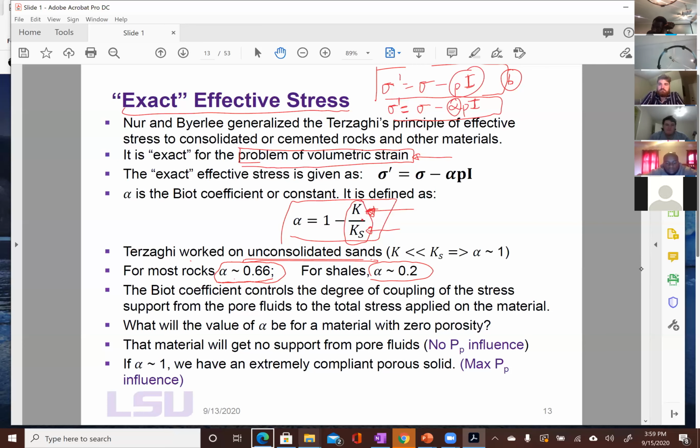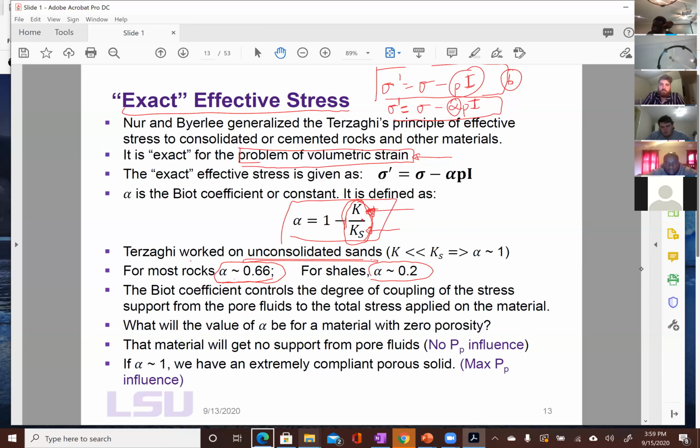If porosity is 0, that means there's no pore space. That means the skeleton equals the grain, right? So that's when alpha is the least. And in that case, this ratio will be 1, and 1 minus 1 is 0. So that's one extreme.